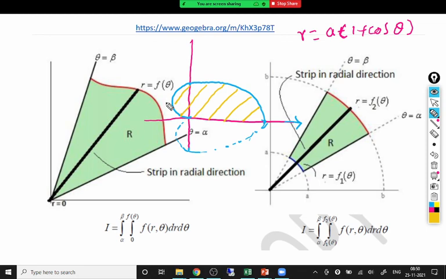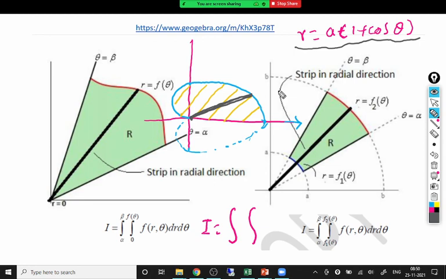Can you tell me the limits for the double integral? What should be the outer limit first? I will take a strip along radial. What are the limits of theta here? Alpha to beta? Where is alpha and where is beta in this curve? I have given this curve, and this is the region. The region is in front of you. What is the minimum angle over the shaded region, and what is the maximum angle over the shaded region?